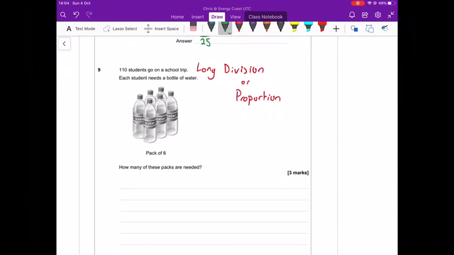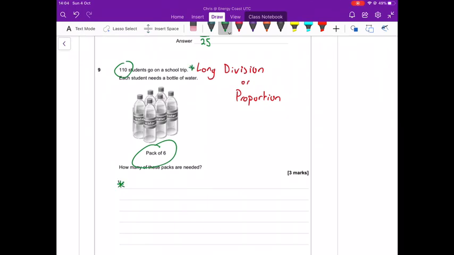110 students go on a school trip, each student needs a bottle of water. How many of these packs are needed? So every pack has 6 bottles in it. How many do I need for 110 students? Okay, there's 2 ways to do it. Okay, so I'll do it the first way.